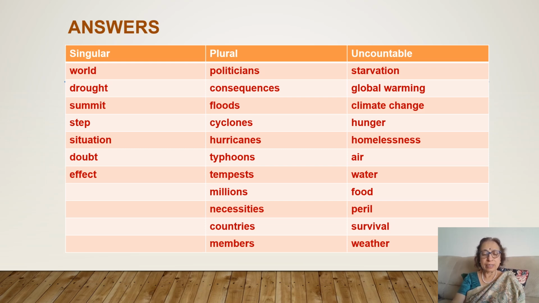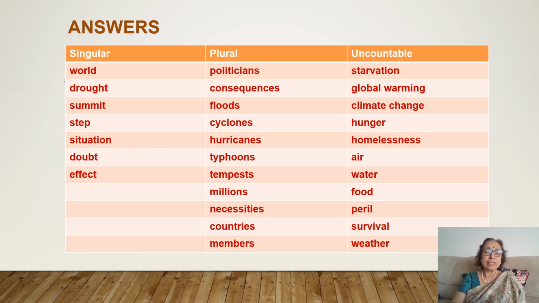Hunger, homelessness, and lack of basic necessities. Hunger and homelessness go into the uncountable column, and you have necessities, which goes into the plural column. Then has troubled many countries of the world. Countries goes into the plural column. World is already there, so we don't worry. Air, water, and food are polluted. Air, water, and food, all three go into the uncountable column.